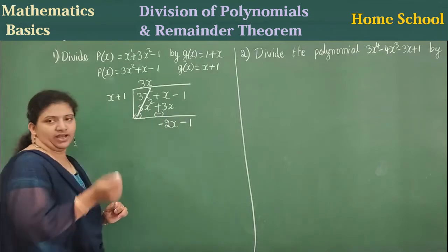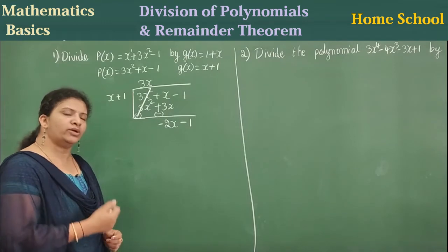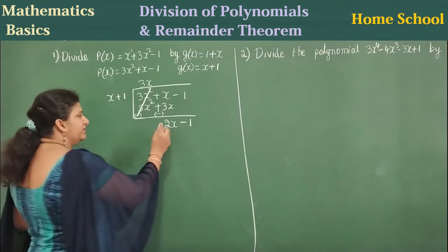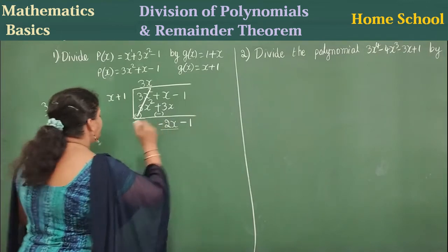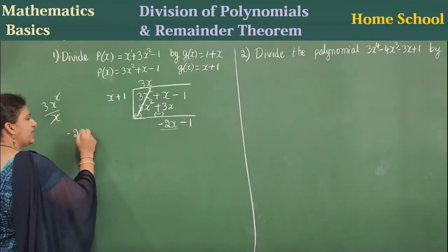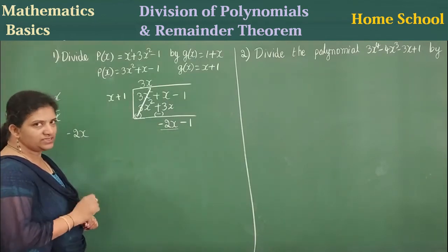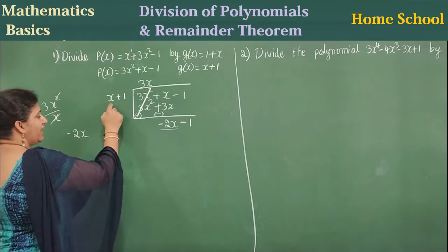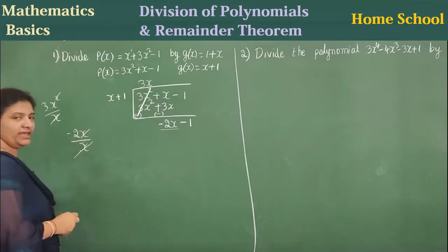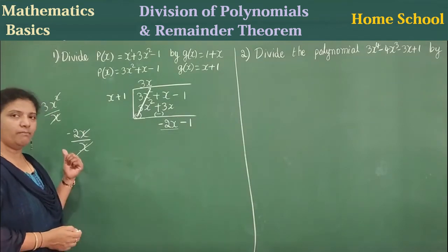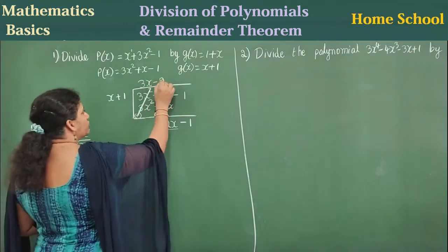Now what is your next step? First step is completed. What about your second step? Again you feel this is the dividend. The first term, take here minus 2x along with the sign. Whatever sign you have, you carry with the sign. Then what is your divisor? First term, x. This x will be cancelled. What you are left with? Minus 2. That minus 2 you write right here in the place of quotient.